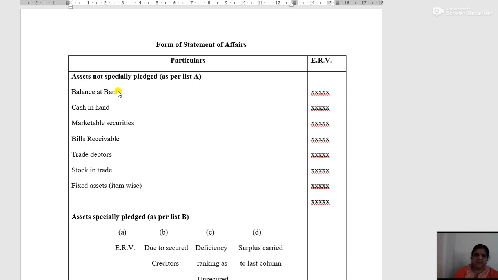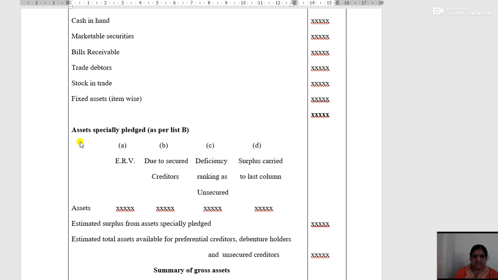Now under this, balance of bank, cash in hand, marketable securities, bills receivable, trade debtors, stock in trade, fixed assets. So it should be written item wise. Assets not specifically pledged as per list A includes cash at bank, cash in hand, marketable securities, bills receivable, then trade debtors, stock in trade, fixed assets. Then the second item is assets specifically pledged as per list B.